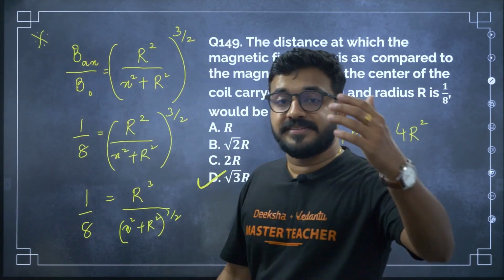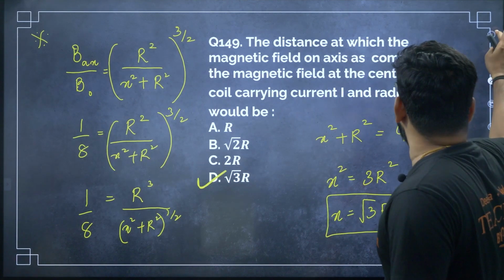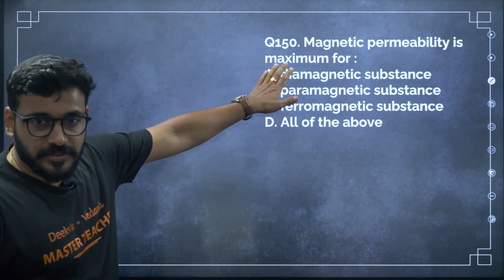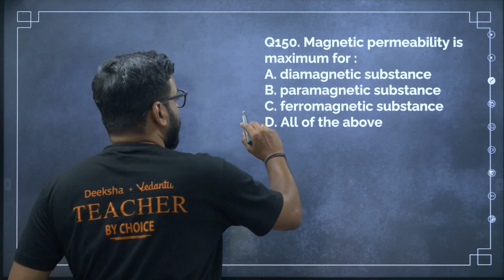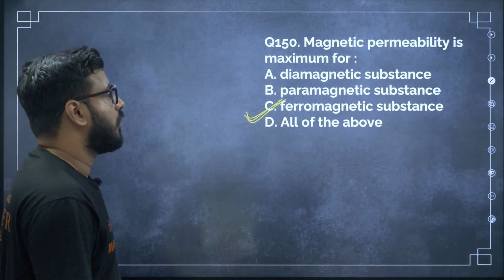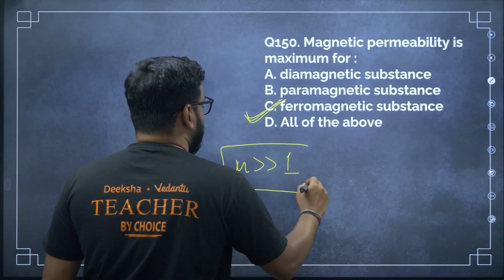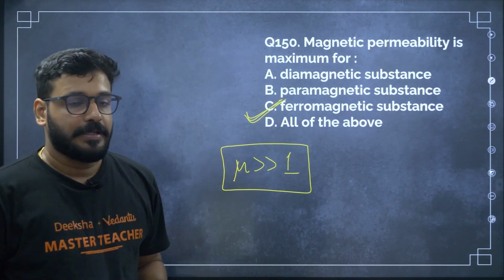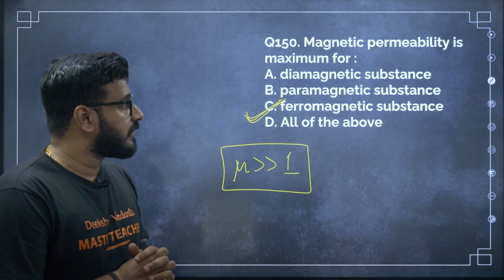Ratio between the axial magnetic field and the central magnetic field for a loop. Okay. The last question of this particular part, the 30th question that we are going to deal with, is a very simple question. Magnetic permeability is maximum for, yes, all of us know, the ferromagnetic substance. Magnetic permeability mu is maximum for ferromagnetic substance, very big compared to diamagnetic and paramagnetic. Fine, so that is what you have to know. It's a very simple question, right?